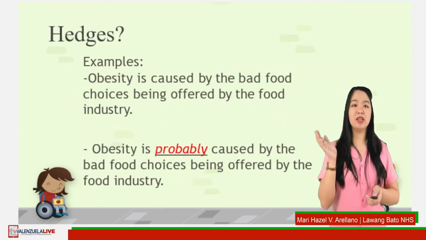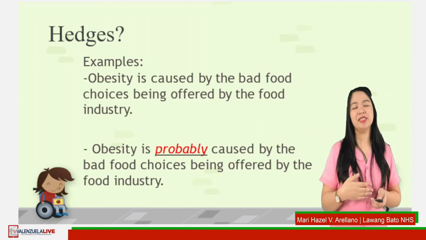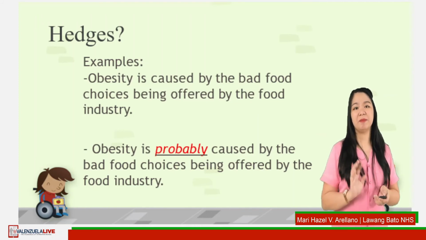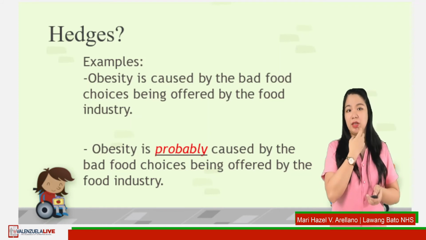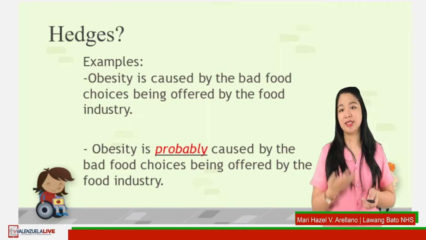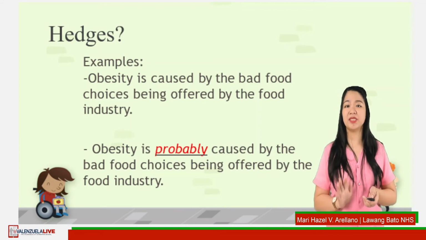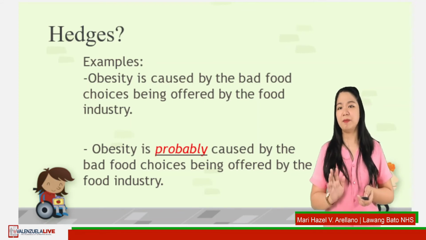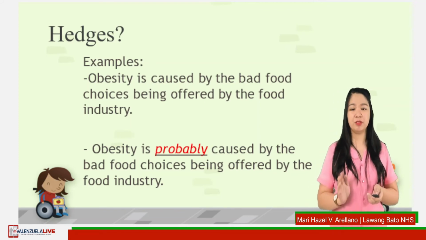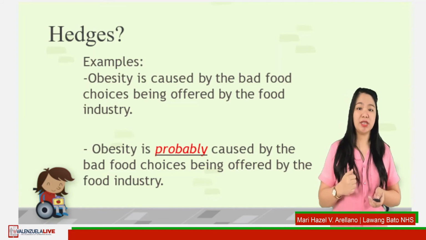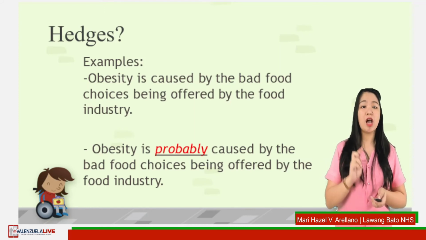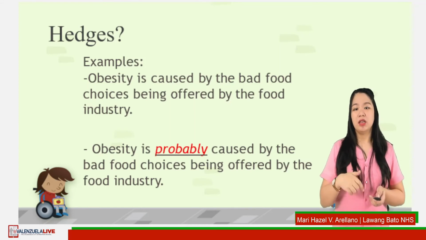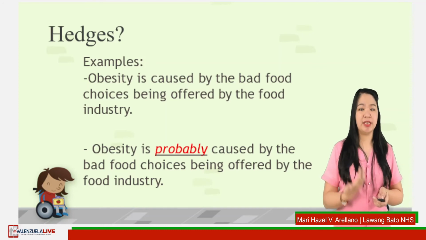So we have here two different examples. Let me read. Obesity is caused by bad food choices being offered by the food industry. While the second example is: obesity is probably caused by bad food choices being offered by the food industry. If you will notice, in the given examples, the first sentence didn't use hedges, while the second one uses the word probably to change the tone of the statement.